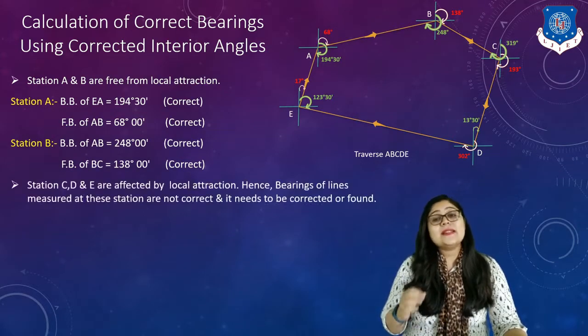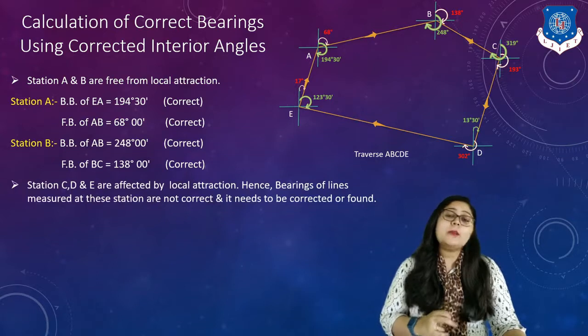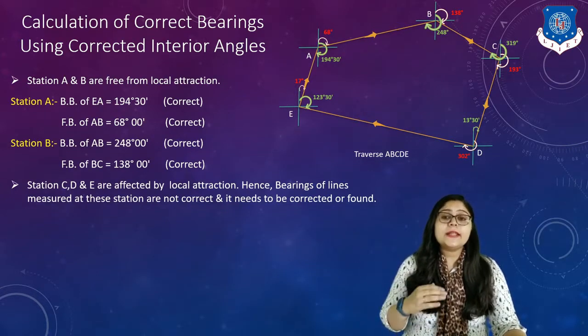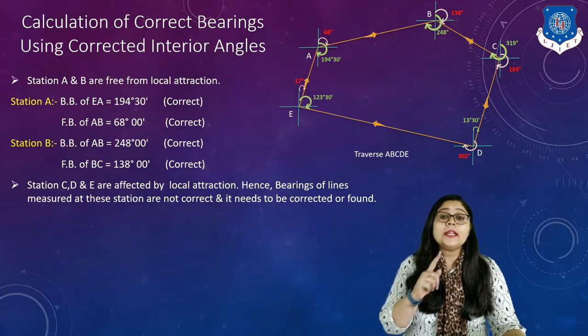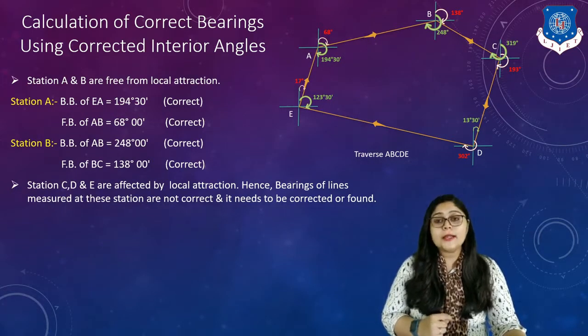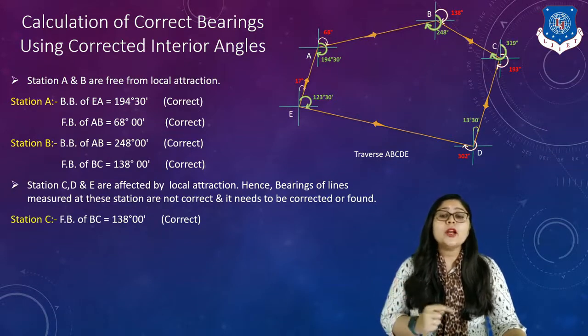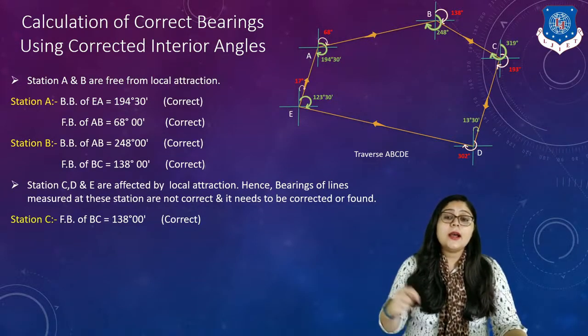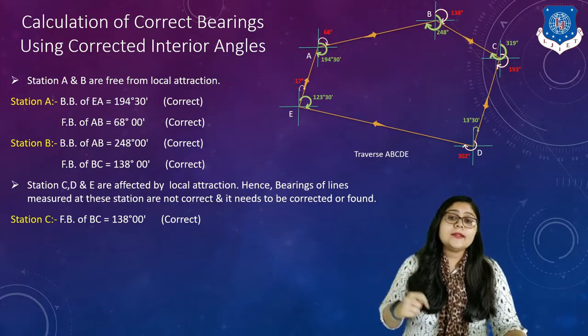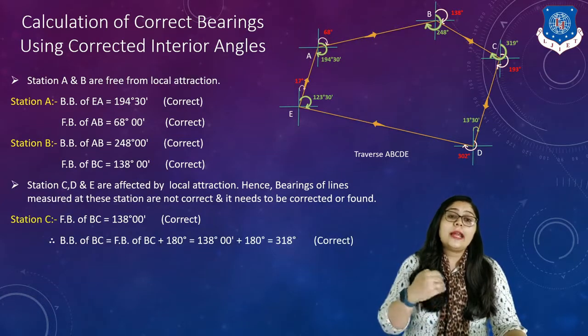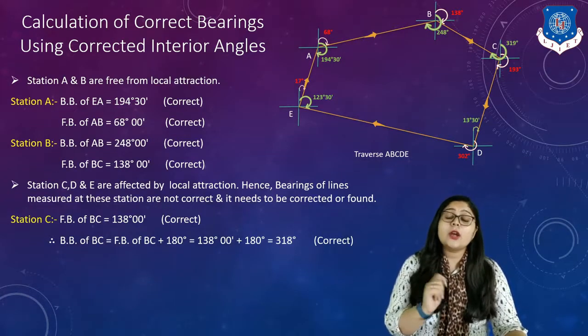But stations C, D and E are affected by local attraction. It means the bearings of lines measured at these stations are not correct and need to be corrected or found, right? So for station C, the fore bearing of BC is 138 degrees. As I said, it is correct at station B, right? So from this corrected value, I am now going to calculate the corrected back bearing of this line.